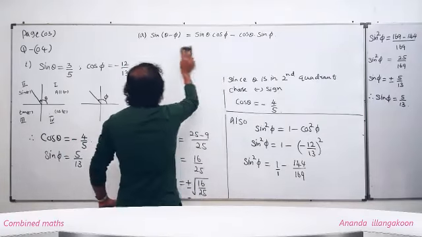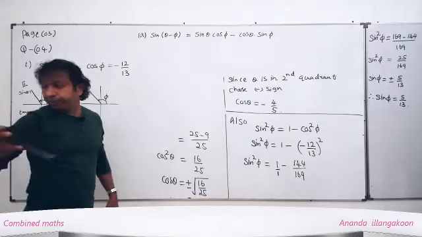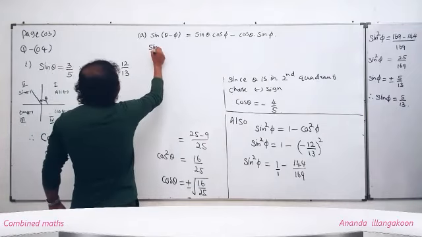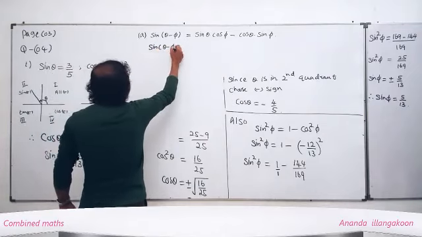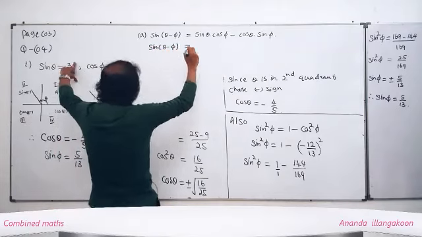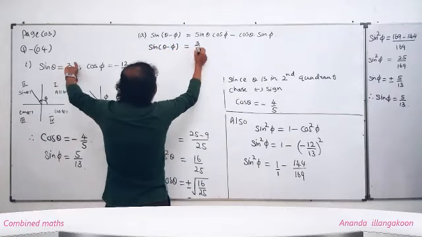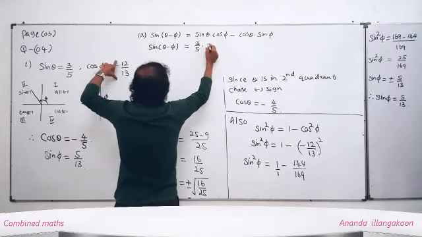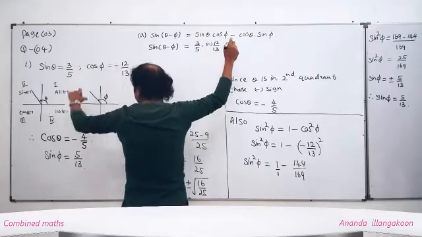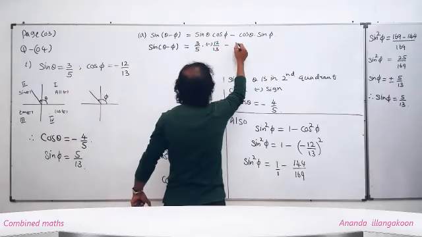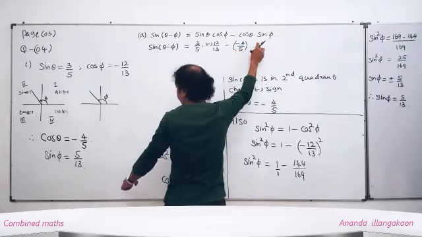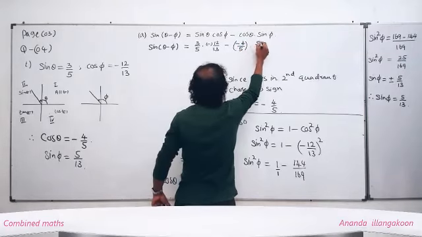Okay, now I am going to substitute for the right hand side. Sine theta minus phi is equal to sine theta, here 3/5, cos phi, minus 12/13, minus cos theta, minus 4/5, and sine phi, 5/13.